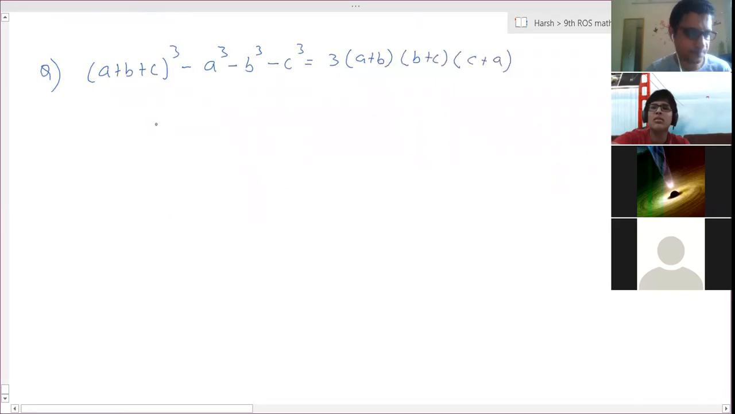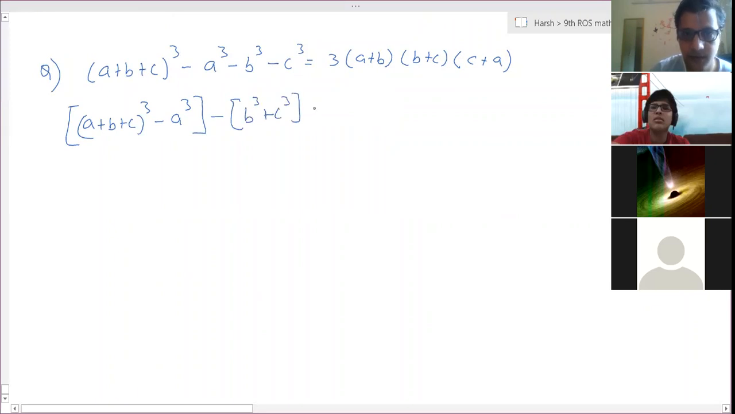Yes, Srinidhi. So first we can group it. A plus B plus C the whole cube minus A cube in one bracket, and then minus B cube plus C cube. Okay, now we can write A plus B plus C the whole cube minus A cube. Just hold on a second.